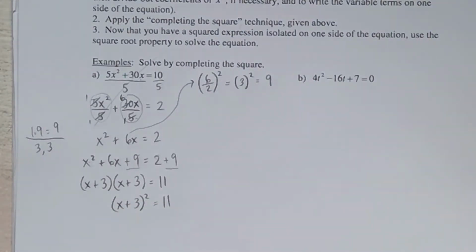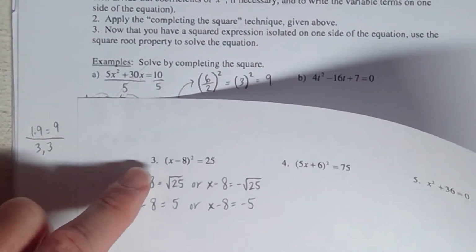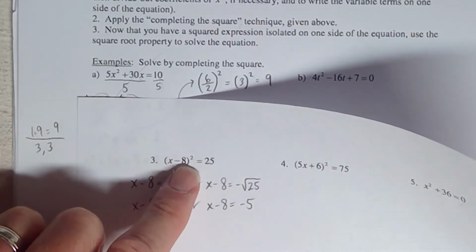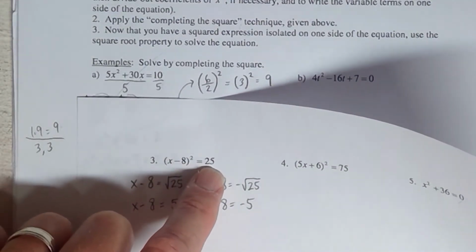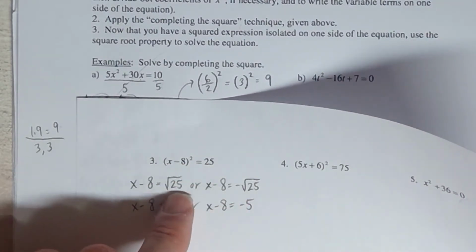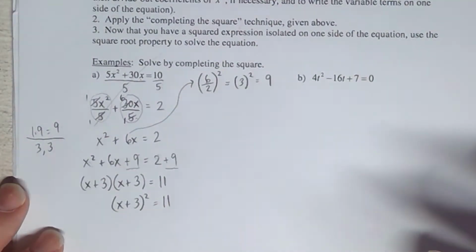This is the reason why they call it completing the square. In the last section, the square root property section, we learned that if you have a bracket being squared all by itself on one side of the equal sign, and a term that doesn't have a variable in it on the other side, you can use the square root property with the plus or minus square root. So that's what we need to do to finish off this problem.